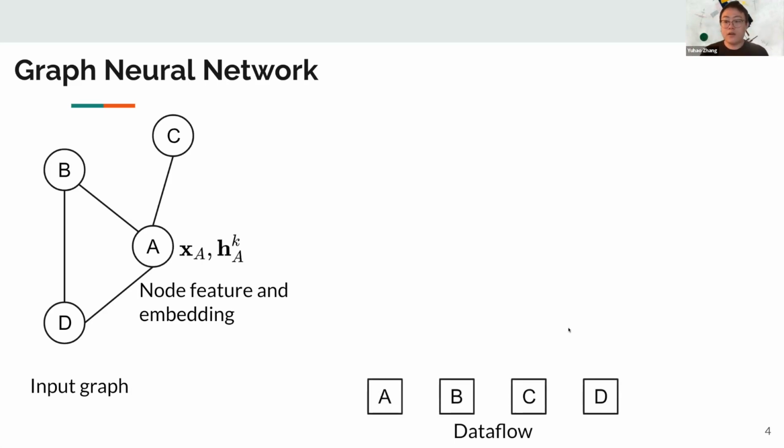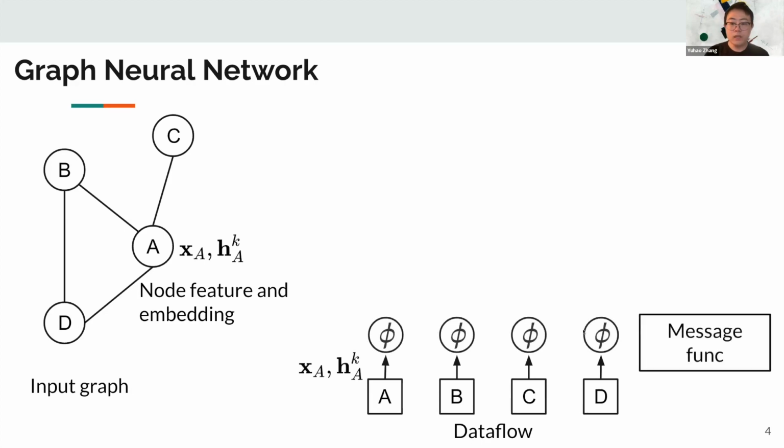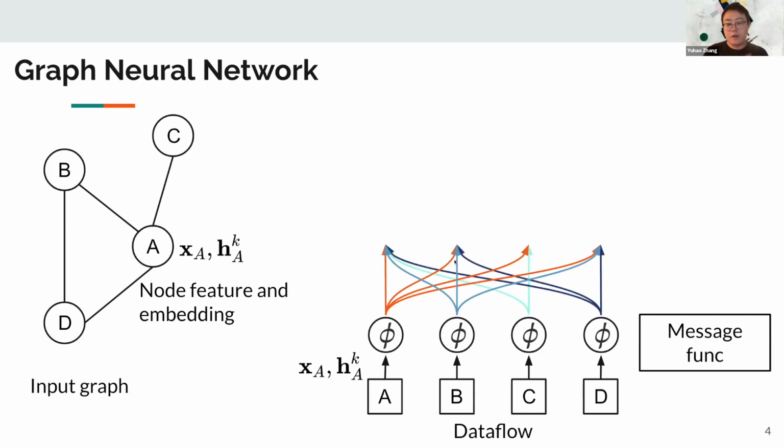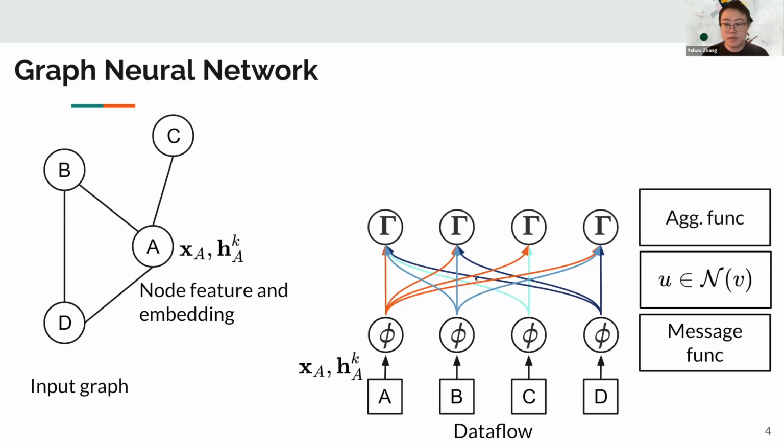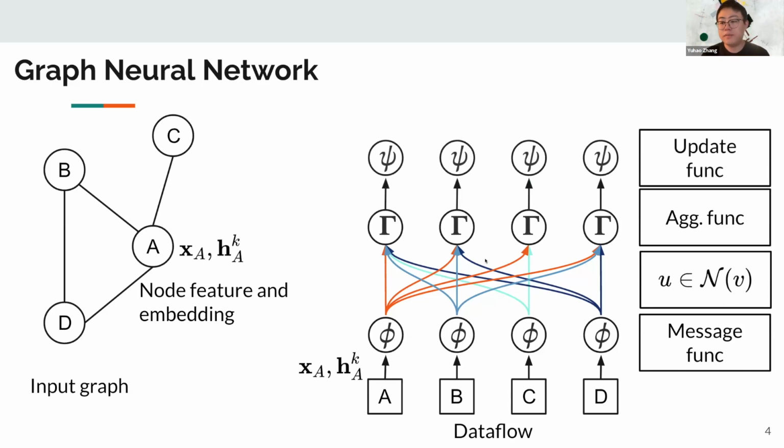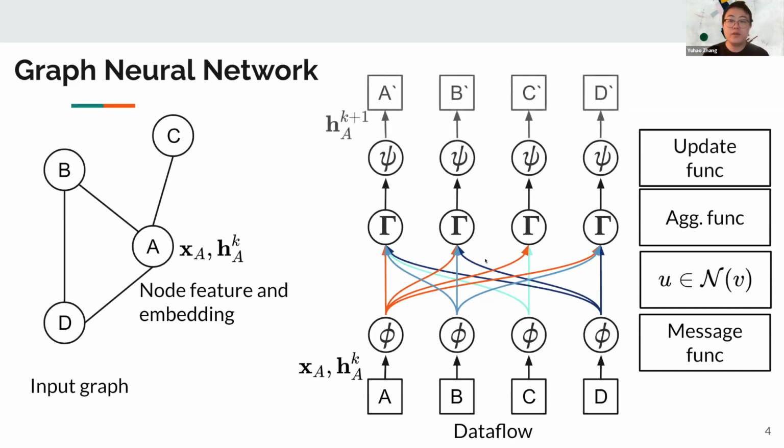Starting from the graph features, they are first fed to a message function. This message function sends messages to the neighbors of each node, depending on the graph structure, obviously. And on these nodes, an aggregation takes place. And then the aggregated messages are fed to an update function before we can get a new set of node embeddings.